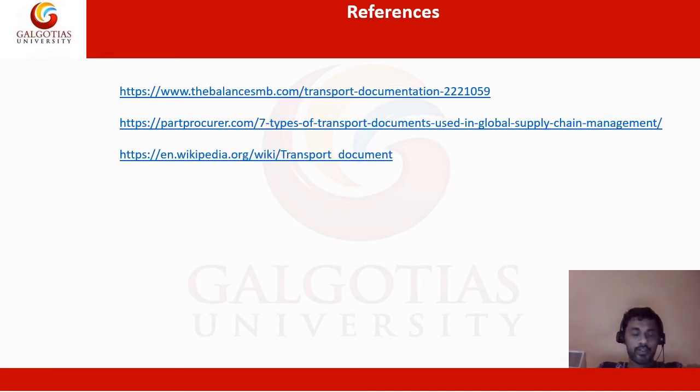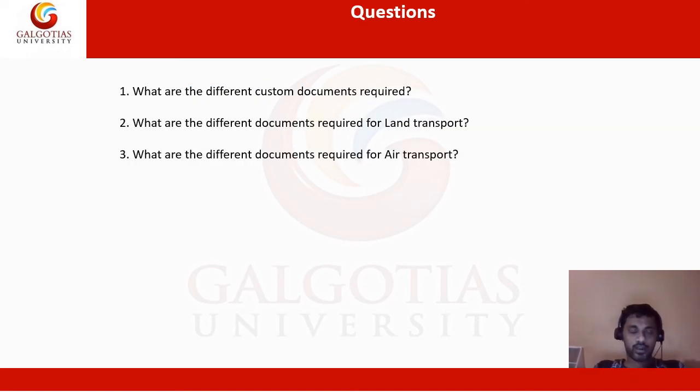As a reference, you can go through these three links to have more insight on this topic. There are a few questions for you to answer as a part of this lecture. Question number one: what are the different customs documents that are required while transporting goods or services from one place to another? Second question: what are the different documents required for land transport?